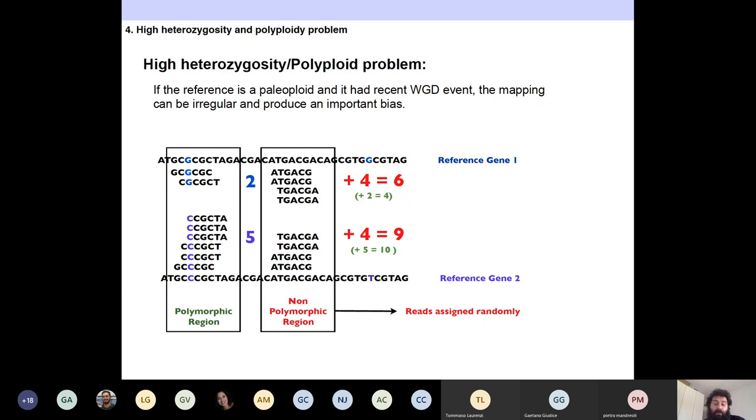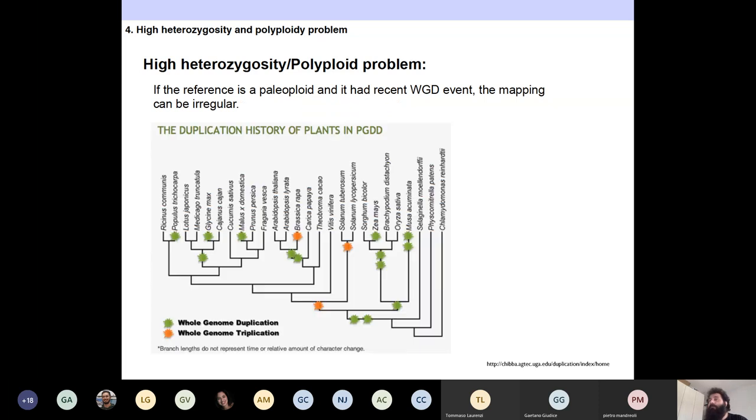One option that some programs use is that when reads can map equally in both places at the same time, they are removed from the count. But again, that will be a problem. Comparing gene 1 with gene 2 will be perfect, because you remove the same amount of reads from each gene. But maybe you have a gene 3 that is not related to those and you don't remove any reads for gene 3. When you compare gene 3 with gene 1 and gene 2, you will have problems because you are removing reads from gene 1 and gene 2, but not from gene 3. So that will be another bias.